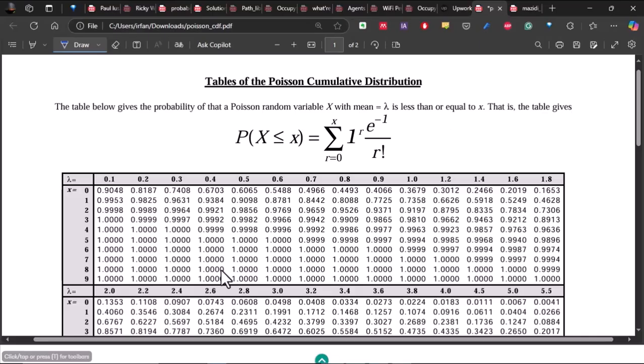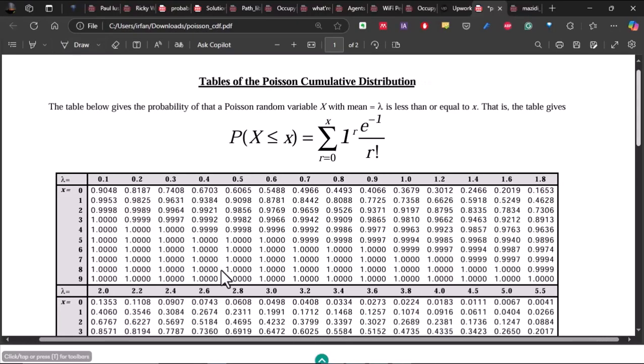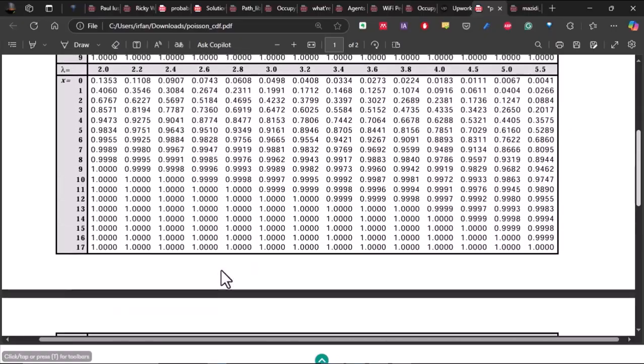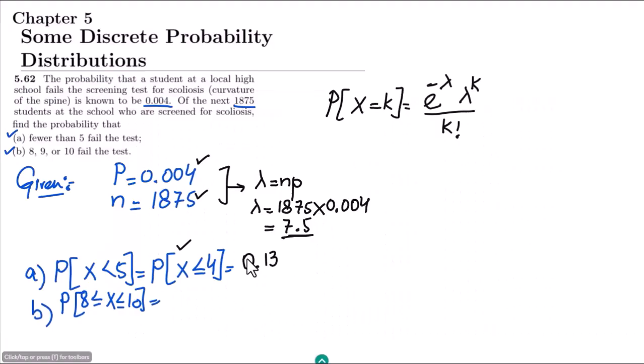So this is the table. In order to find it, let me go to the value of lambda, which is 7.5. We want to find the value of x which is less than or equal to 4, which is here. So this value is 0.1321. That is basically the solution of part A of my question, where I have written the answer by using the tabular method.